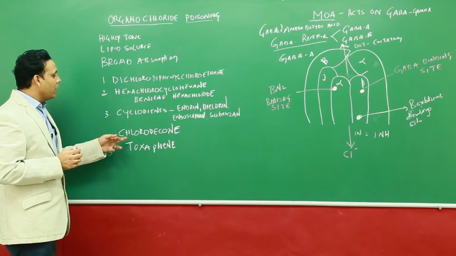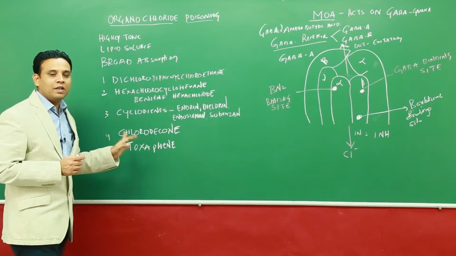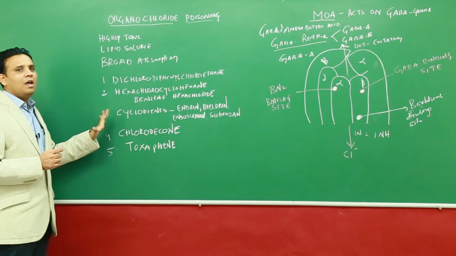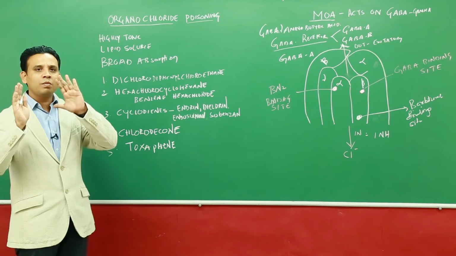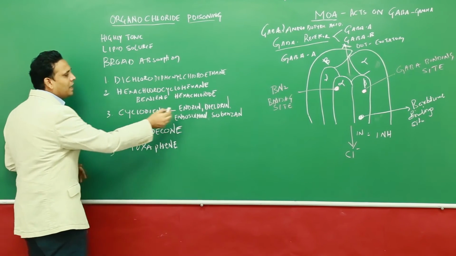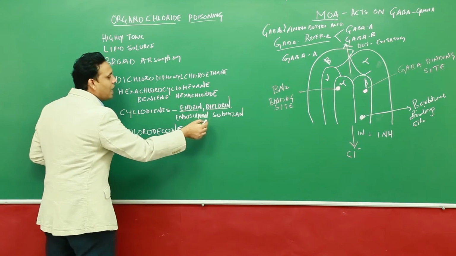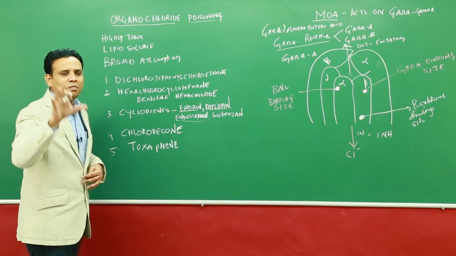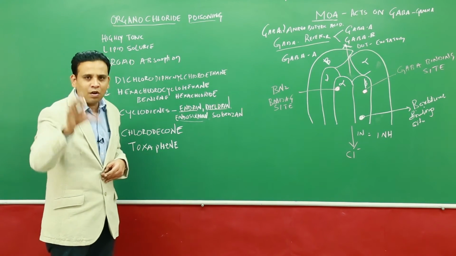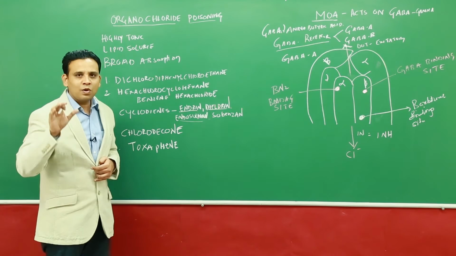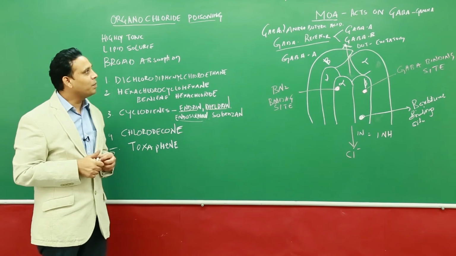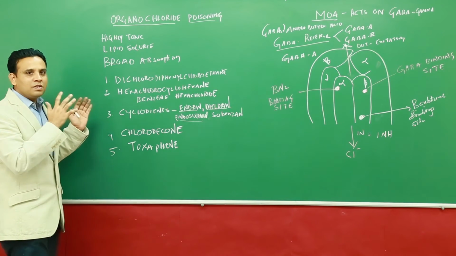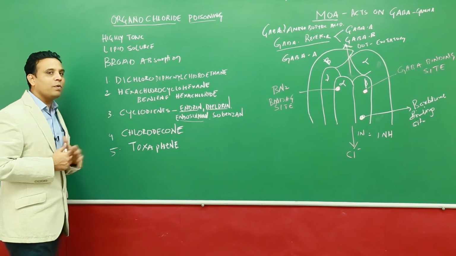And next are chlordecone and toxaphene. They are the 5 major organochloride poisonings which have to be remembered. I request you to remember one thing: endrin, dieldrin and endosulfan are the 3 major culprits among the organochloride poisons, causing the most deaths among poisoning patients. But this is a simple scenario introduction to organochloride poisoning.